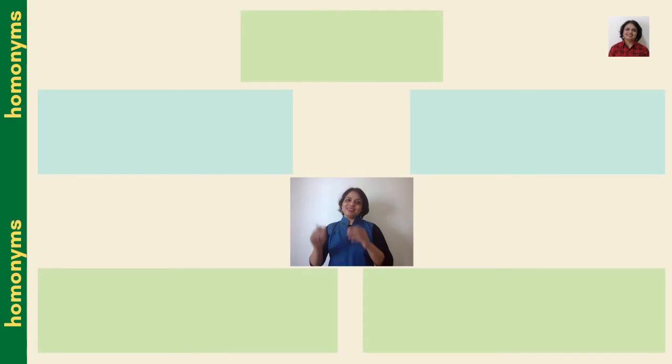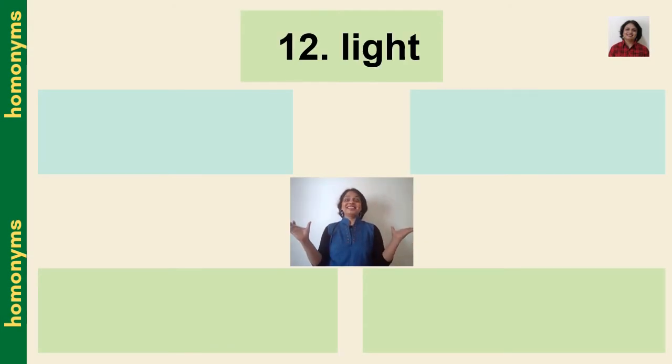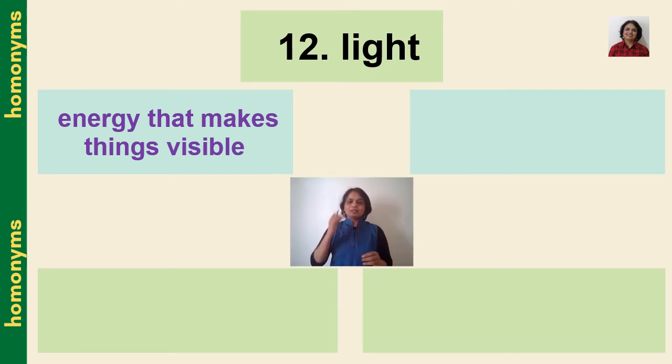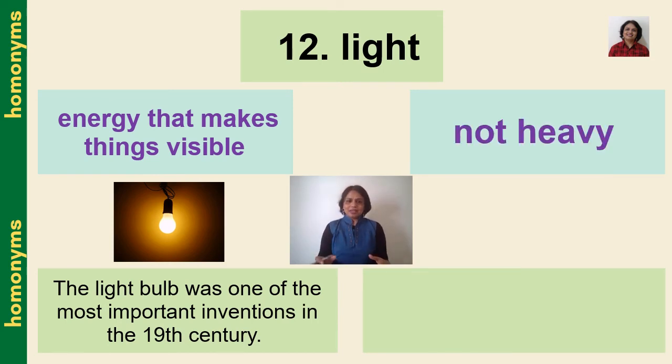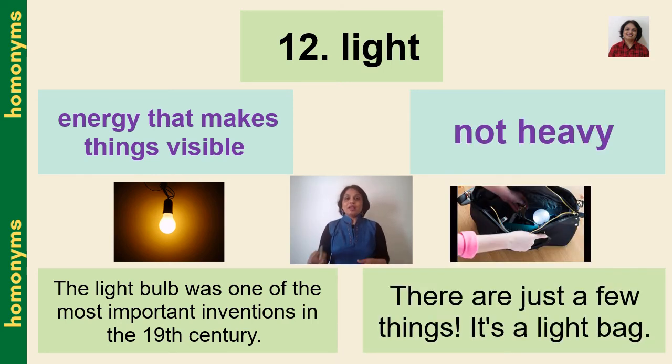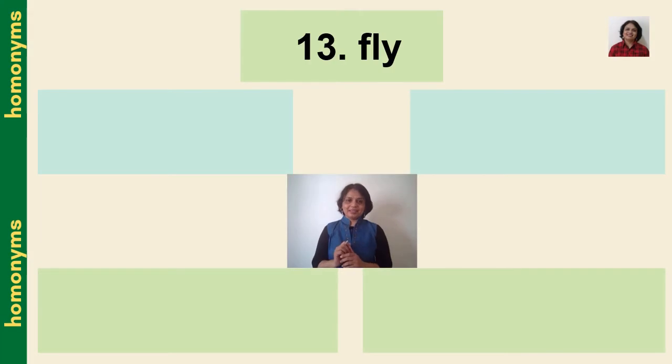Number 12, light. It's a form of energy which makes things visible. For example, the light bulb was one of the most important inventions in the 19th century. The other meaning of light is related to weight. It's not heavy, it's opposite to heavy. There are just a few things in the bag. It's a light bag.